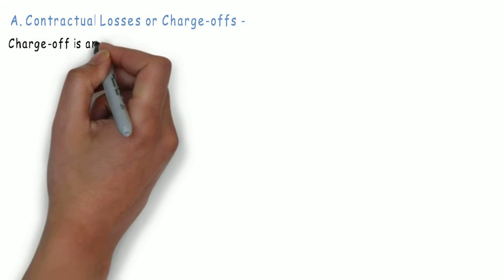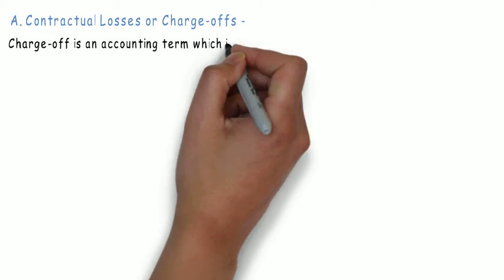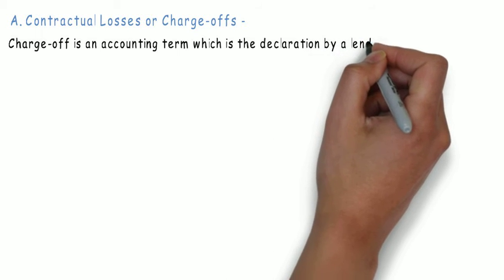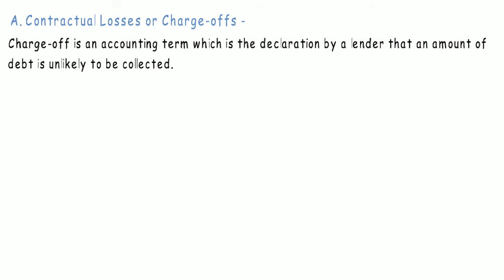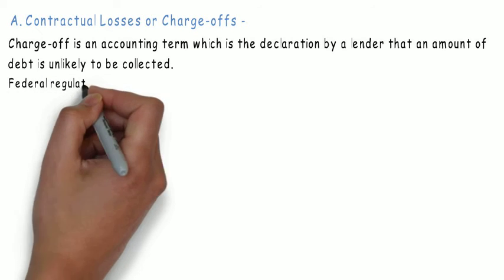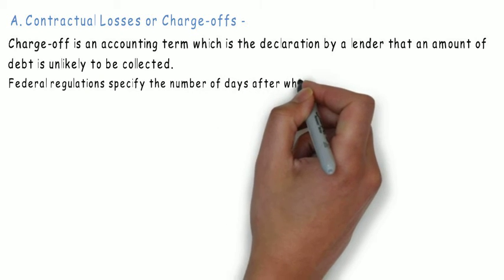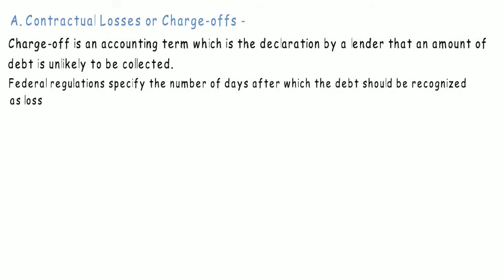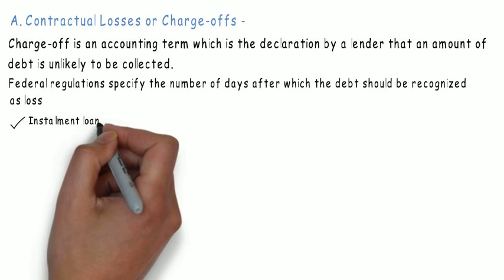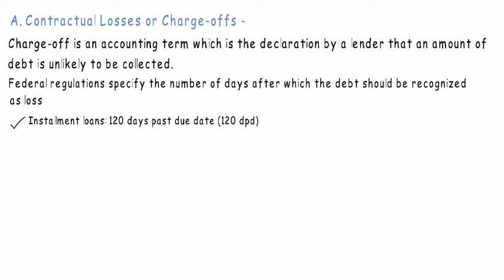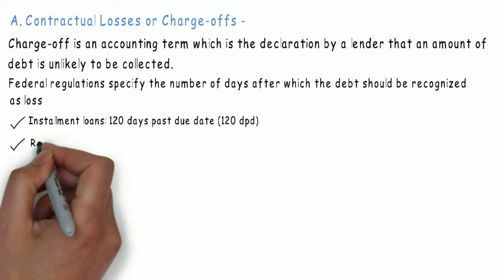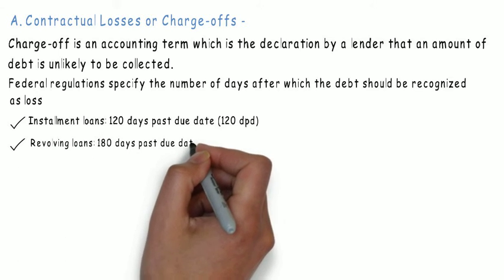Charge-off is nothing but an accounting term. It is a declaration by the bank that a certain amount of loan is unlikely to be collected. Hence, the loan is considered as a loss in bank's book. Federal regulations specify the exact number of days after which a debt should be recognized as loss. The number of days differ by different types of loan. For installment loans like mortgage, auto loans, a loan is considered as a loss if payment is not received for 120 days after the due date. In case of revolving loans like credit cards, the time window specified is 180 days.